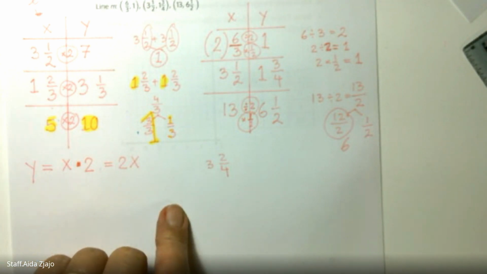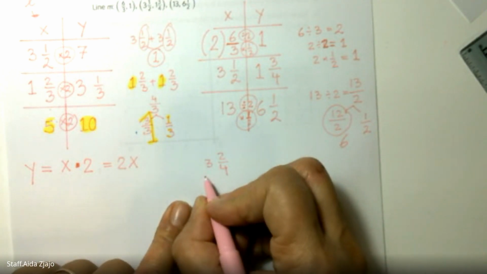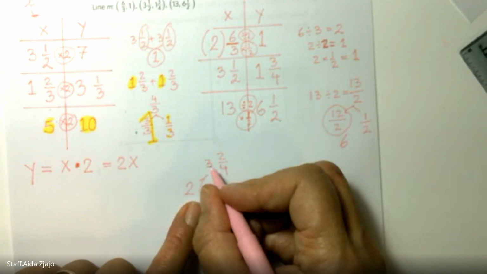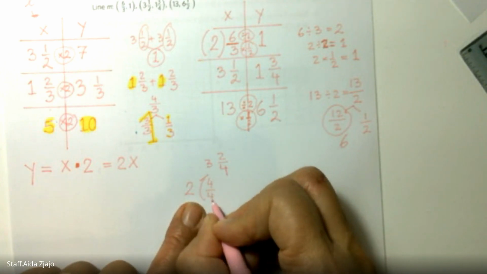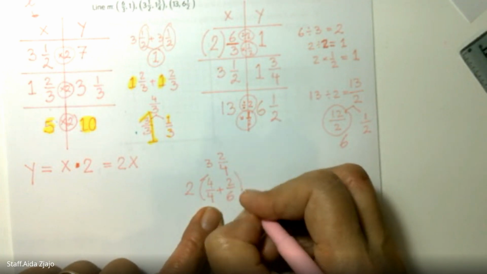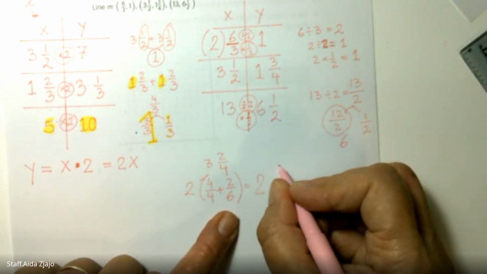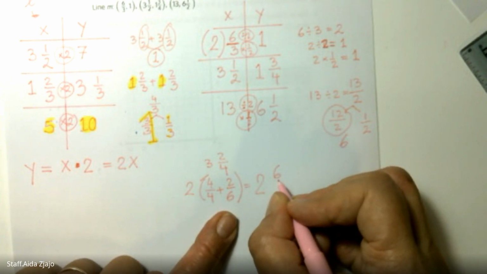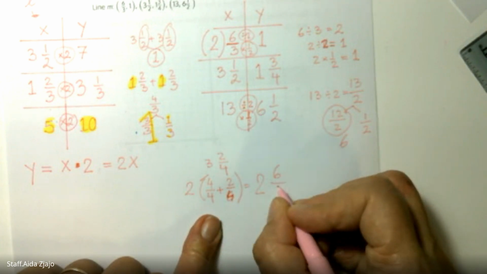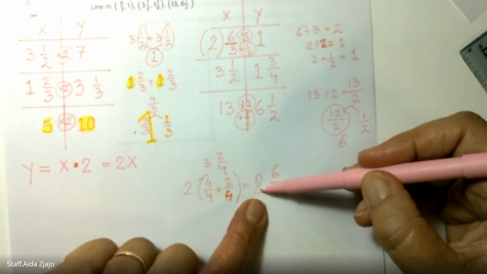So I'm going to leave the 2 wholes, and 1 whole I will break apart into 4/4, plus the 2/4 that you have. Finally I will have 2 wholes and 6 fourths. Sorry, this is fourths. I messed up. Okay, so now thinking of this, you have 2 wholes.